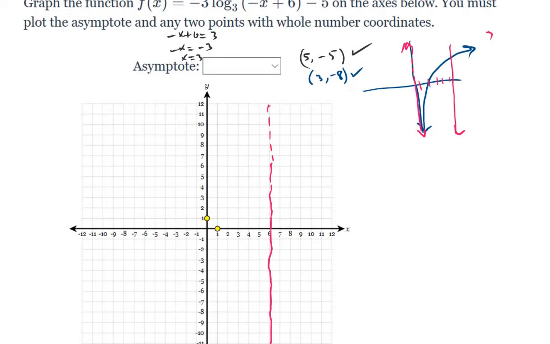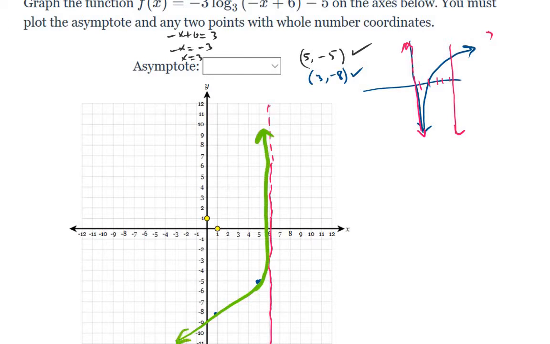So now you're going to drag this point to 5, negative 5. 5, negative 5 will be over here. And then the other one will be 3, negative 8. 3, negative 8 will be over here. Okay. So now what is left is to draw this graph. The computer will draw the graph for you like this.